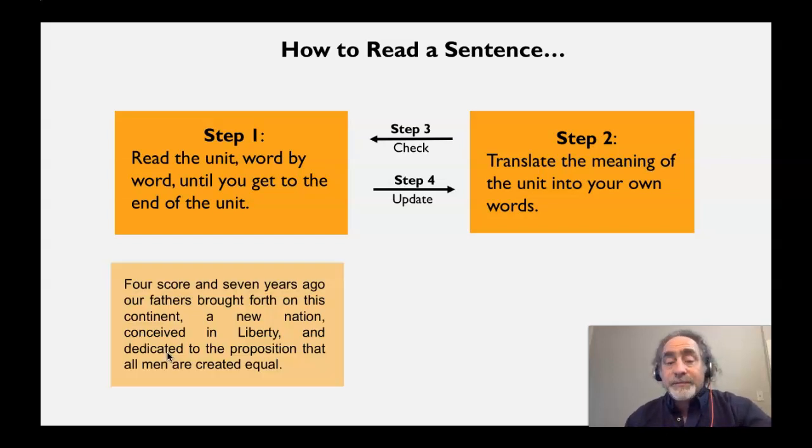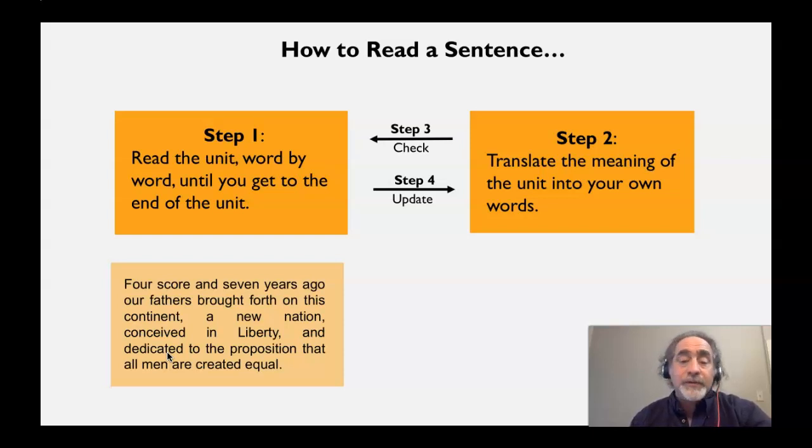Here's the sentence. 7 years ago our fathers brought forth on this continent a new nation, conceived in liberty and dedicated to the proposition that all men are created equal. Now, you look at that and you say, I understand it. Well, do you understand it? Can you translate it into your own words? And especially, can you translate it into your own words without looking? Then you could be said to really understand it.